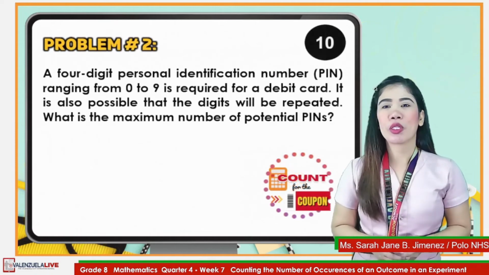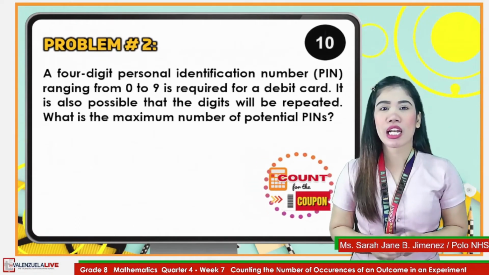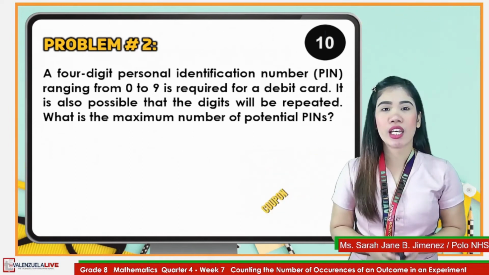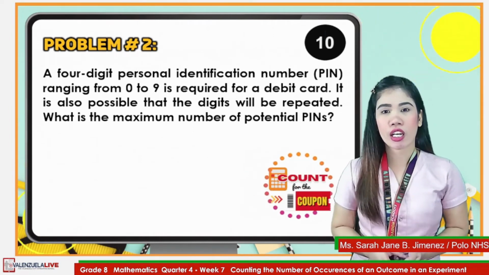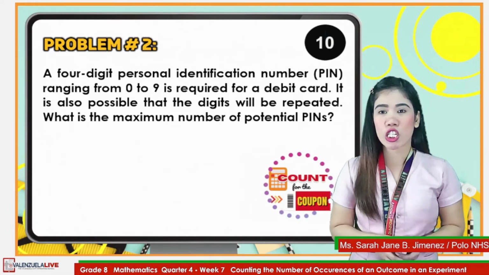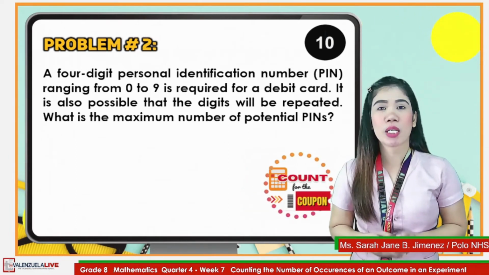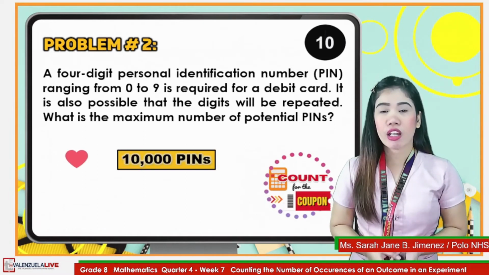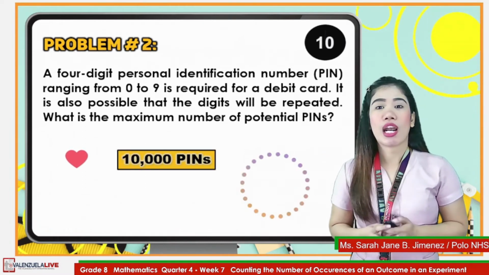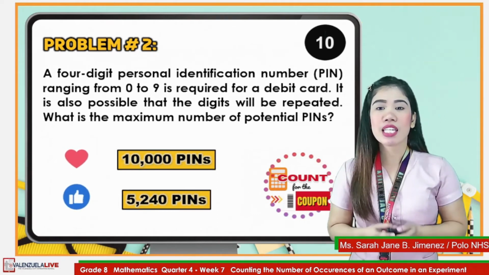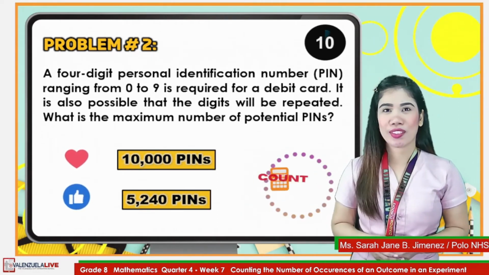For problem number 2, a 4-digit personal identification number or PIN ranging from 0 to 9 is required for a debit card. It is also possible that the digits will be repeated. What is the maximum number of potential PINs? Choose heart, 10,000 PINs, or like, 5,240 PINs. 10 seconds to answer, go!